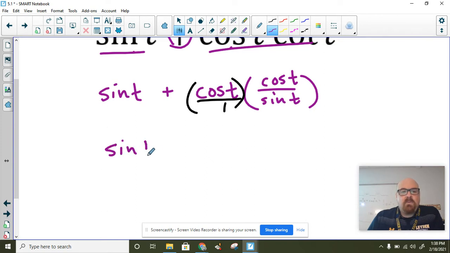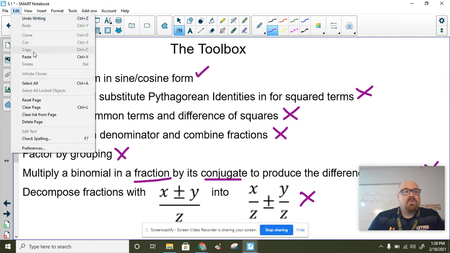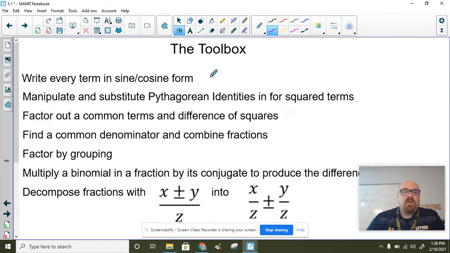So when we look at what we have here, we end up with cosine squared t on the top and sine t on the bottom. Now we have everything in terms of sine and cosine. We come back to the toolbox. There's nothing more to simplify from the substitution we made, and now we're back to square one. What do we do? We come back to the toolbox and go through this process again.